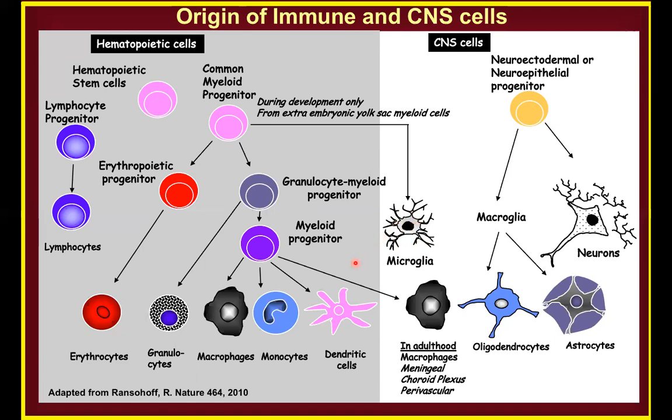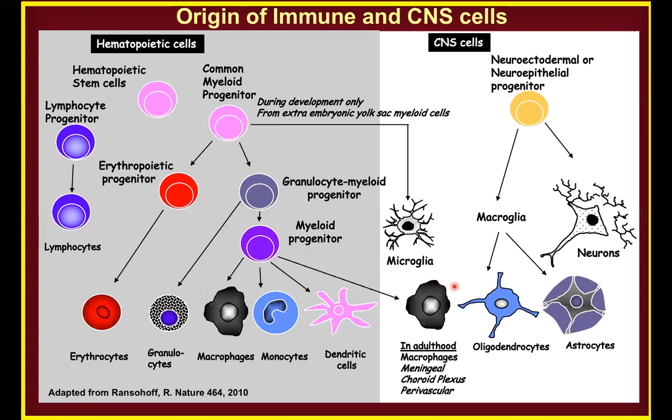Now, what I think is oftentimes confusing for people is what happens to a common myeloid progenitor. They become granulocyte myeloid progenitors and myeloid progenitors. The granulocyte myeloid progenitor becomes granulocytes, which are the cells that can degranulate, like mast cells and neutrophils. And then the myeloid progenitors become dendritic cells, macrophages, and monocytes.